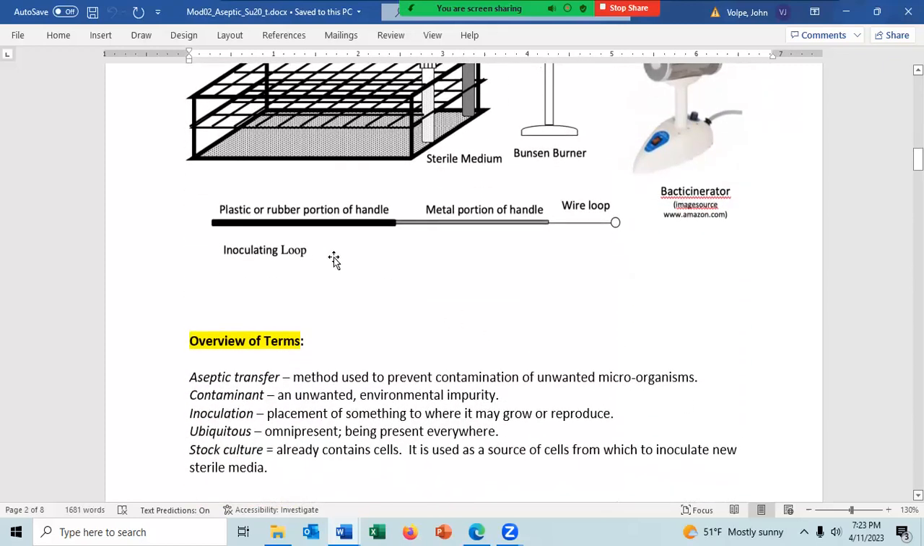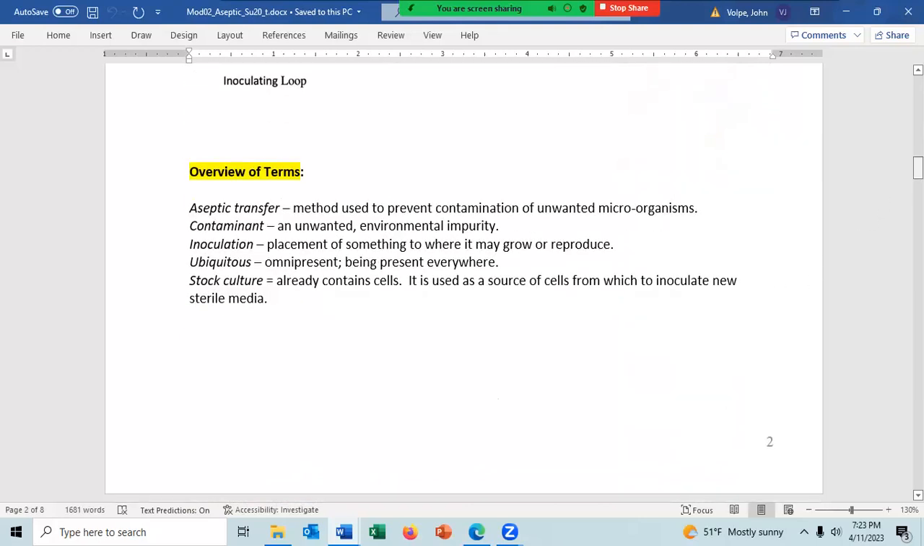And there is an actual inoculating loop where you can sterilize the wire portion of the loop up here. You don't sterilize the metal portion, which is part of the handle, or the rubber portion of the handle. All right, know the terms of this lab.